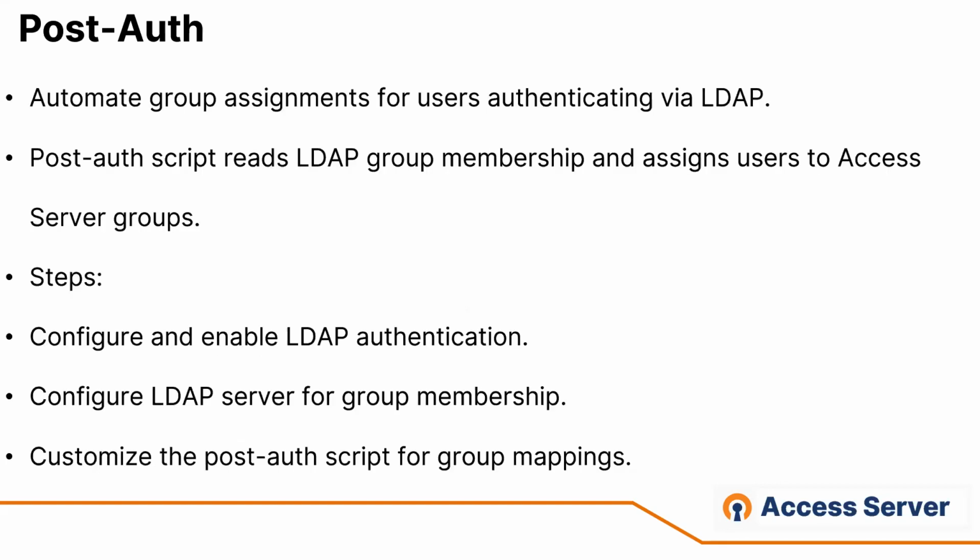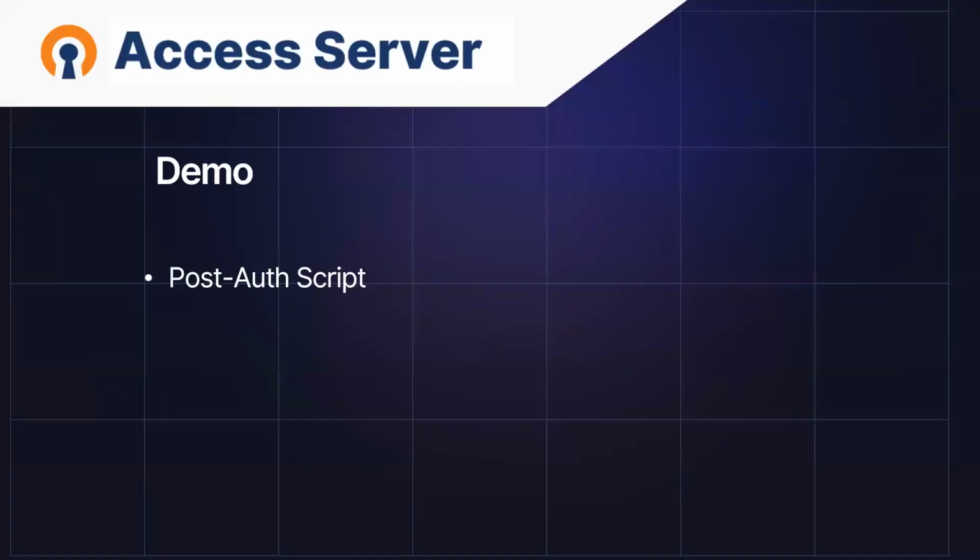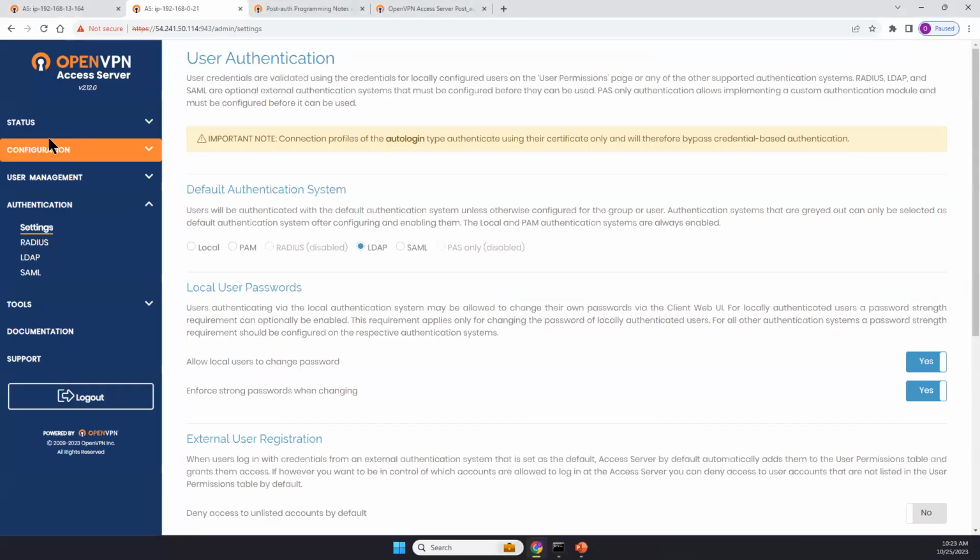The same thing can happen with LDAP. We can do this with LDAP group mapping using a post-auth script. Basically, we start by setting up LDAP authentication, and then we configure your post-auth to automatically map these LDAP groups to specific groups, and so on. So let's go ahead and look at the screen here.